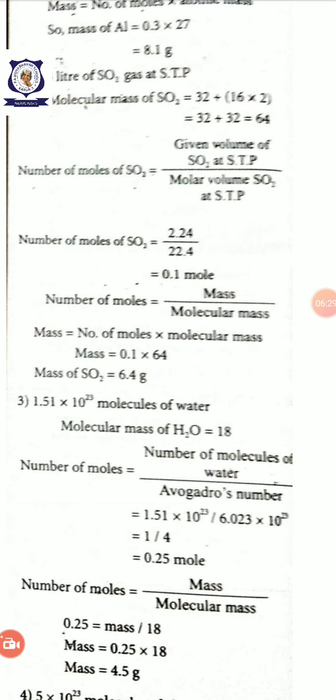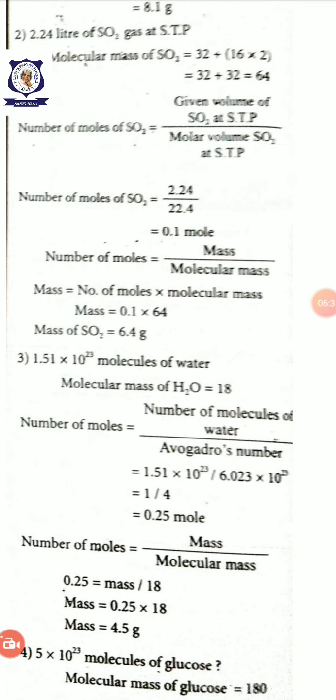So first we have to calculate the number of moles. Then number of moles into molar mass gives the mass of the water. How much? 0.25 is equal to mass, we don't know. What is molar mass? 18. So mass by 18, or mass is equal to 0.25 into 18. While you are multiplying 0.25 into 18, you may get 4.5 grams. Is it clear now? First, number of molecules is given. So we find out the number of moles. In all these cases, while you are calculating number of moles, after that we can calculate the mass.